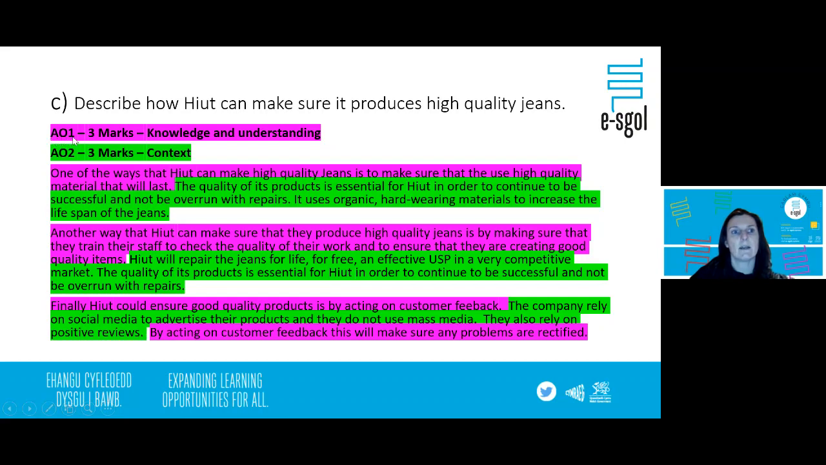So you're getting 3 marks for your knowledge and understanding, which is your AO1, and 3 marks for your context. This is really looking at your case study and trying to bring out as much as you can from that case study into your answer. Now, what I've tried to do is break this down into your knowledge and understanding and then what your context is. So one of the ways Hyatt can make high quality jeans is to make sure of the use of high quality material that will last.